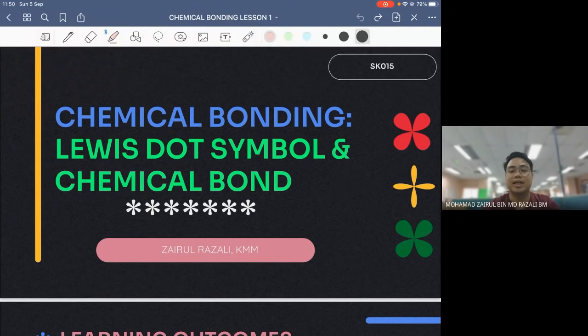So today kita akan mula dengan new chapter which is chapter 4, chemical bonding, and we're going to start with the Lewis dot symbol and also the chemical bond.